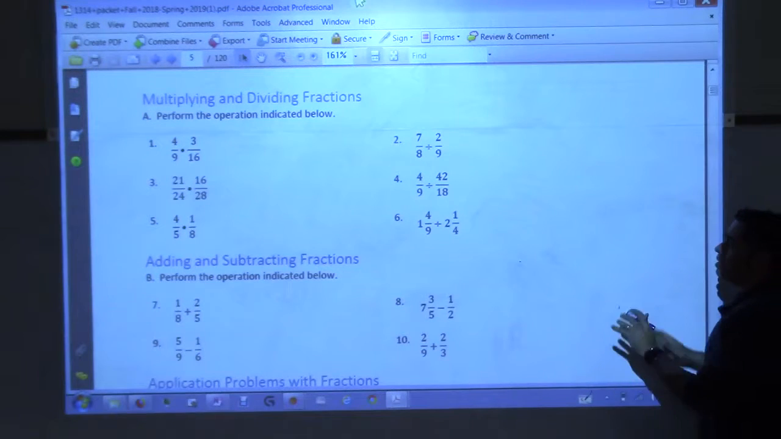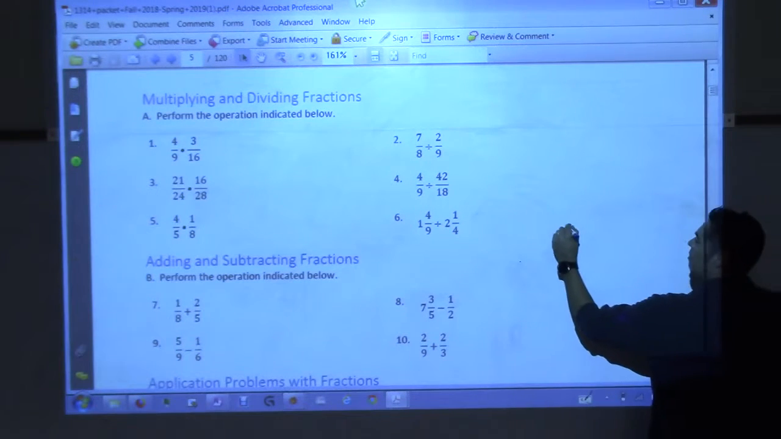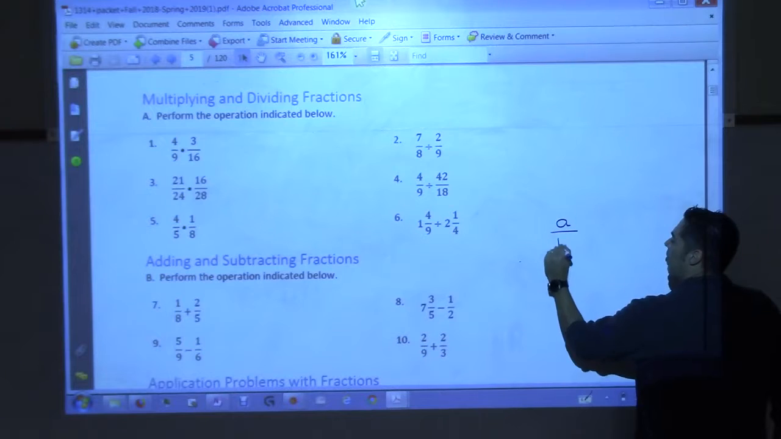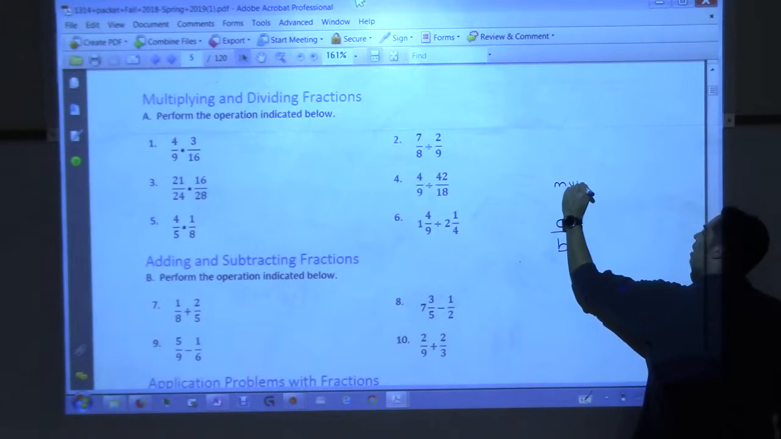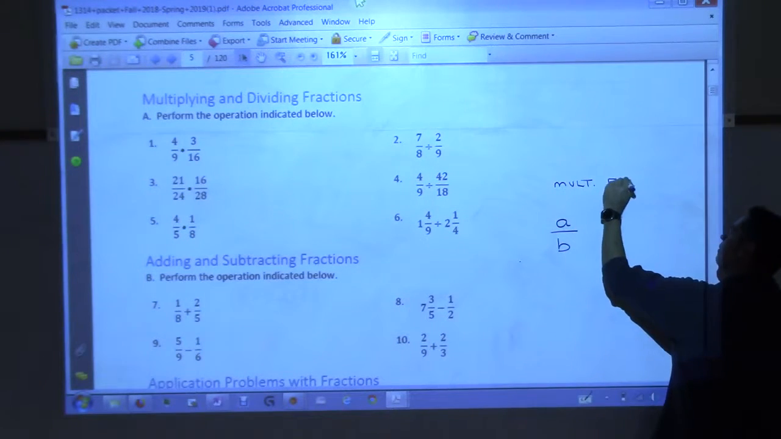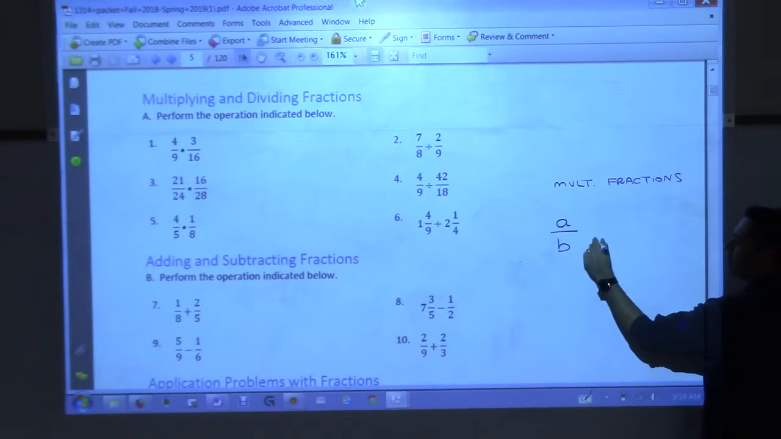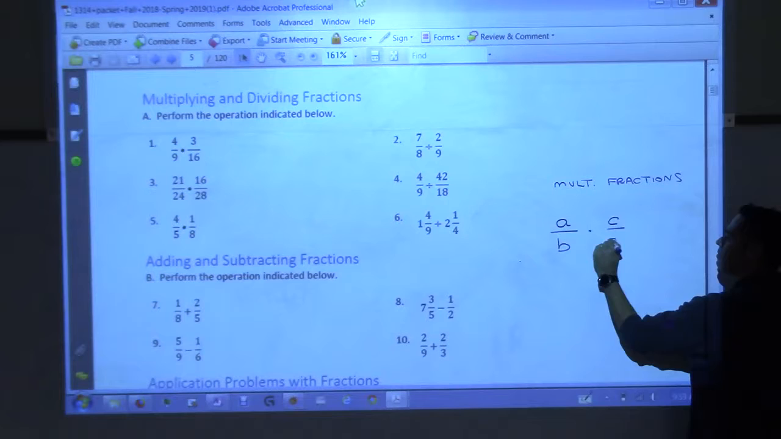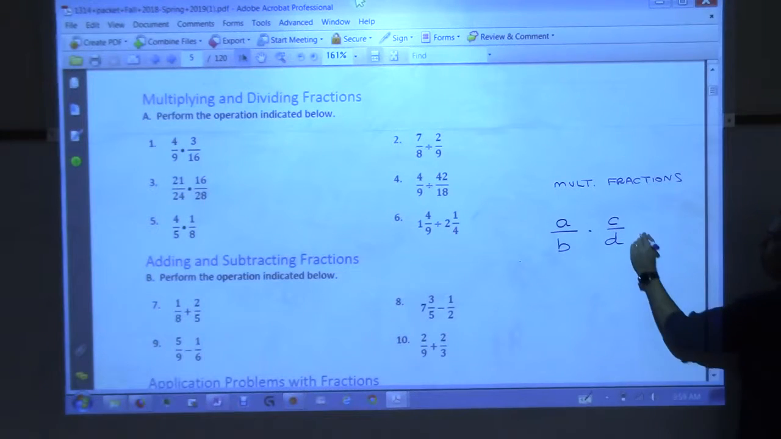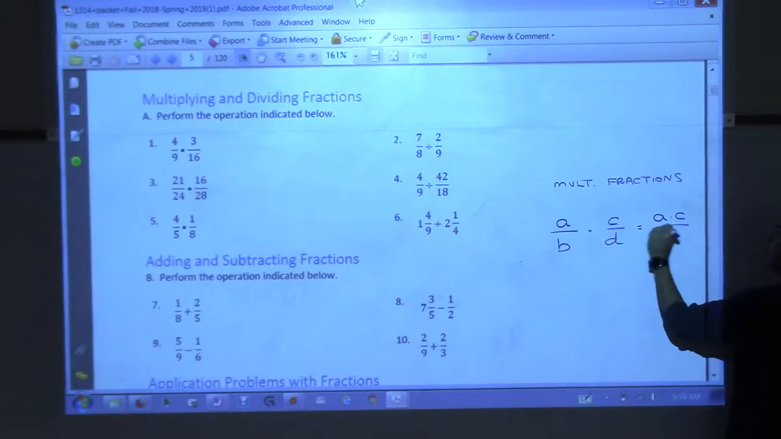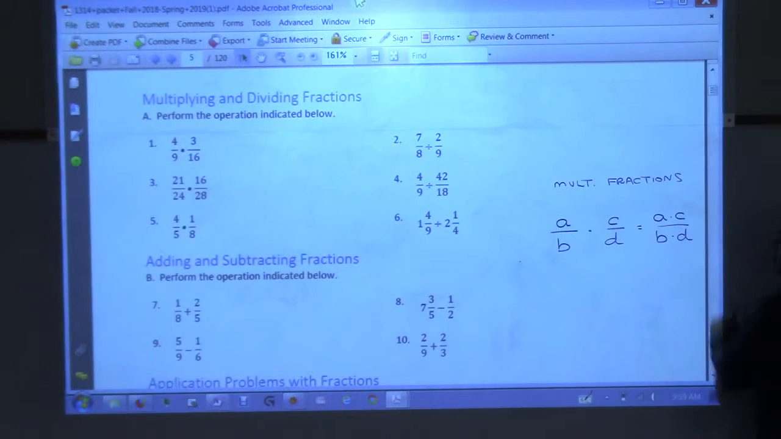Across, right? So if I were to come up with some general formula for multiplying fractions, I'm just going to put here multiply fractions. If I have a fraction a over b and I multiply it times another fraction c over d, then all you have to do is multiply straight across. So you do a times c over b times d. And that's it. If you like formulas, that's the formula.